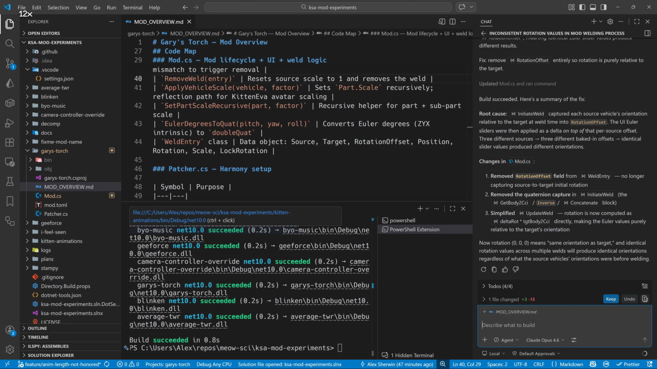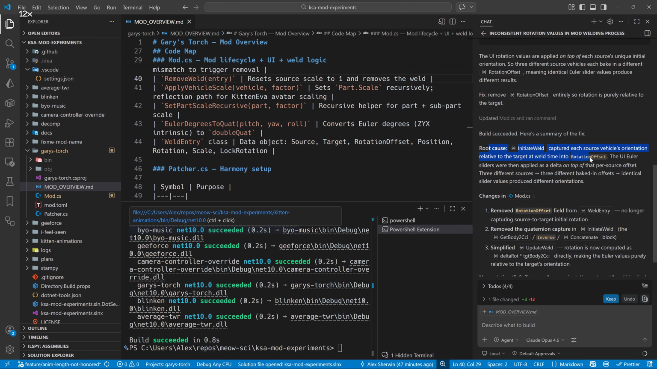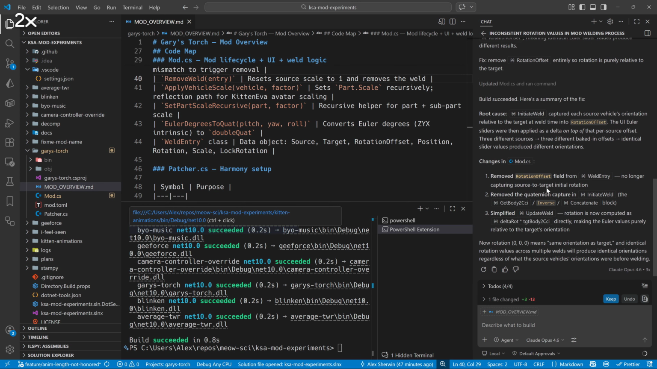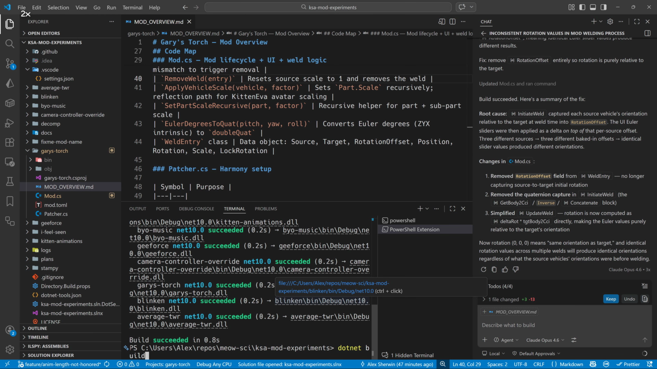But I'm actually kind of surprised that with all the testing I did with it yesterday, it didn't become more apparent. But yeah, so it did a quick analysis, found out that it was saving a rotation offset from the source and target, and then just removed it, right? So then it became a very simple absolute value difference between the source and target, same as the way the position is working. So no grand mystery there, just something that was overlooked yesterday.